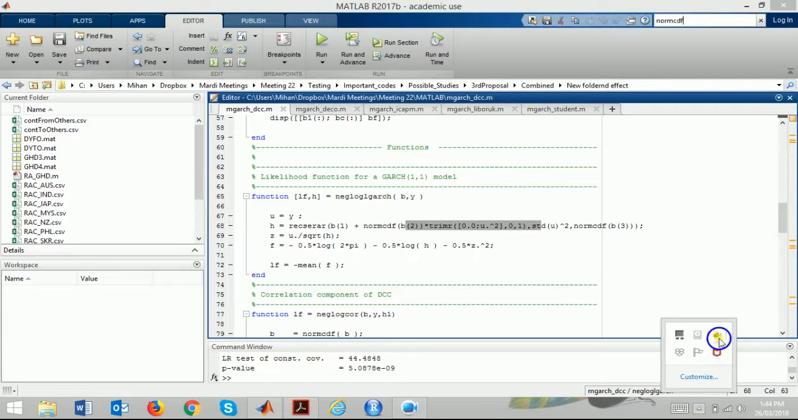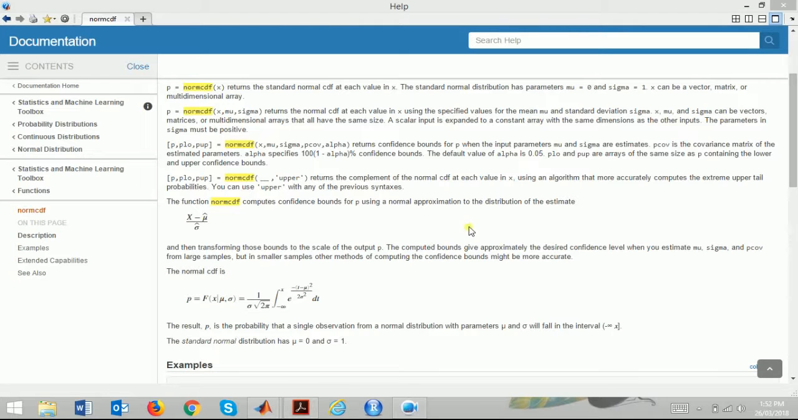For some reason it's not coming, or it seems like it's coming. I'm just going to pause it and let it come.